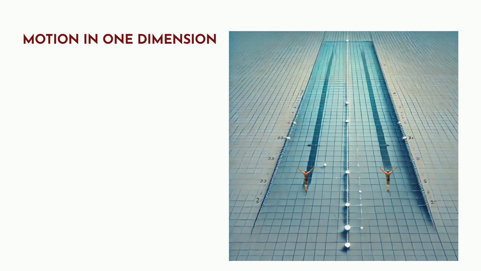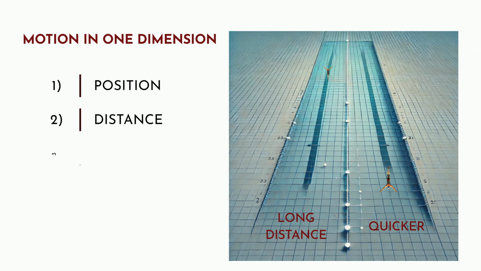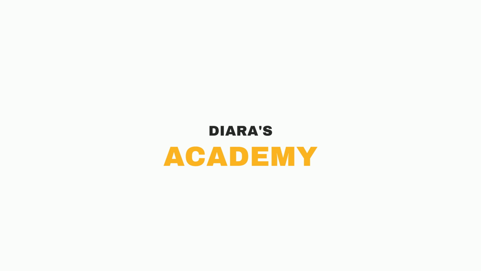Have you ever wondered why some swimmers clock longer distances, while others seem to finish the race quicker? The answer lies in the concepts of position, distance, and displacement, key ideas in physics that help us understand motion.